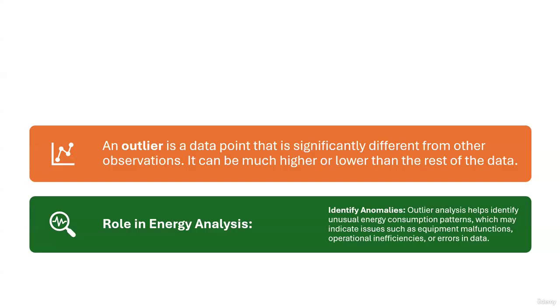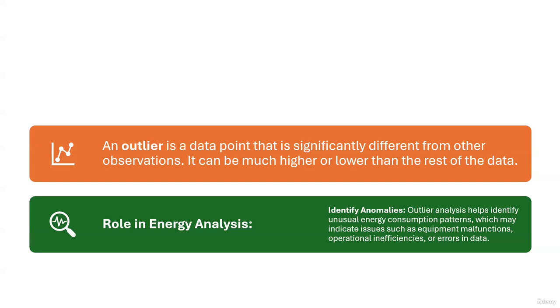So this is an introduction to outlier analysis. What is an outlier? An outlier is a data point that is significantly different from all other observations. It can be much higher or lower than the rest of the data.